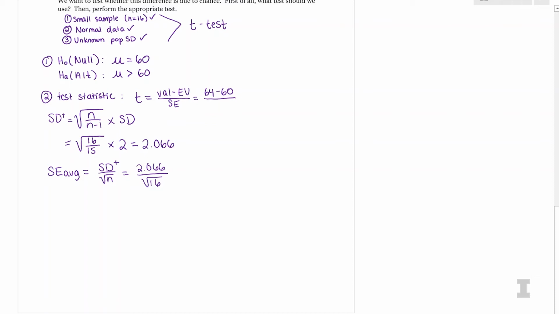Using Python as a calculator, the standard error for the average is 0.5165. And now I am going to plug that in. For my test statistic t, I have 64 minus 60, or 4, divided by 0.5165. So your t statistic is 7.74.